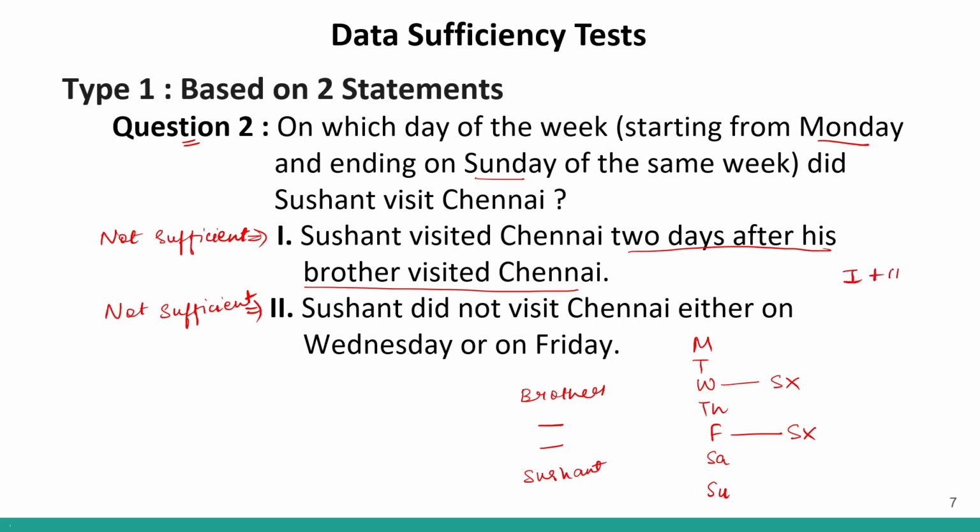Statement 1 plus 2. If I combine both statements, I know that Sushant visited 2 days after his brother. So the first possibility is that the brother visited on Monday, so Sushant will visit on Thursday. This is the first possibility. The second possibility is that the brother visited on Tuesday.